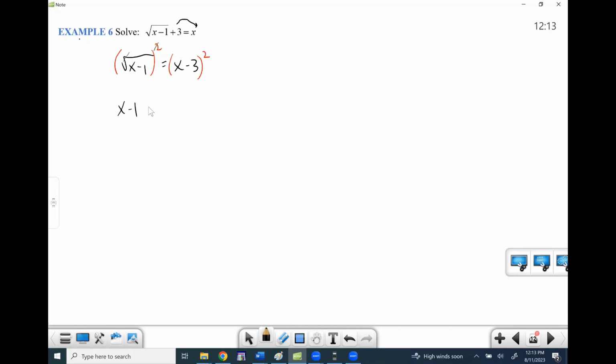Now over here on the right-hand side, we're going to have to distribute or FOIL out this x minus 3 times x minus 3. Negative times a negative is a positive. All right, let's go ahead and combine like terms.